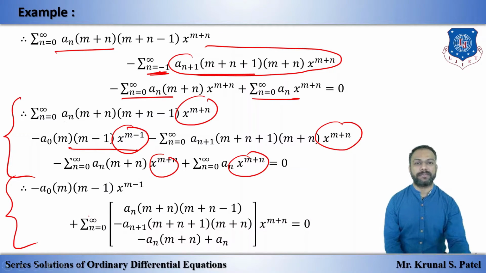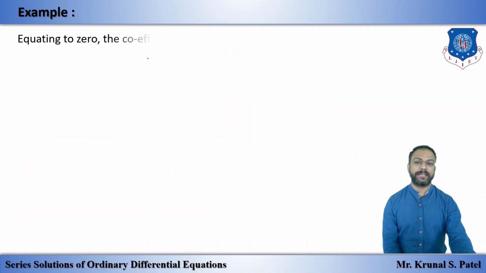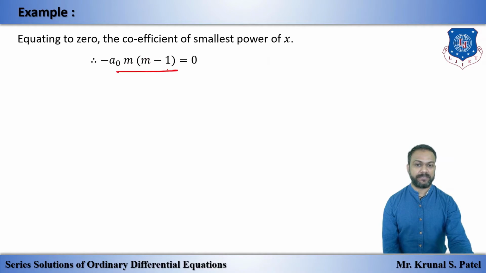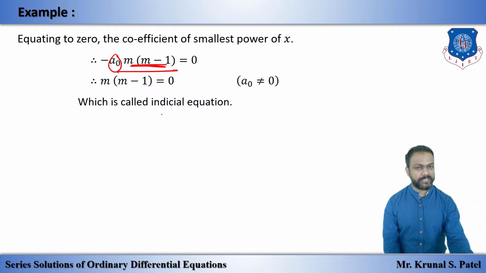Now we have step number 7, equating to 0 the coefficient of the smallest power of x, and the smallest power of x is this. So the coefficient is this. Now as we know that this a0 will never be 0, so we have m into m minus 1 is equal to 0, which is our initial equation.